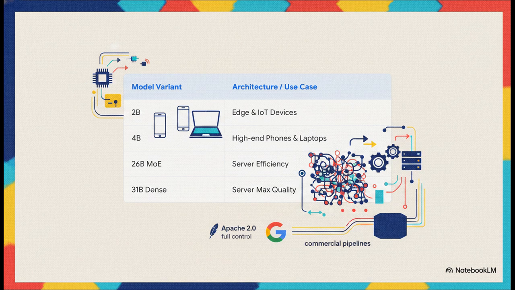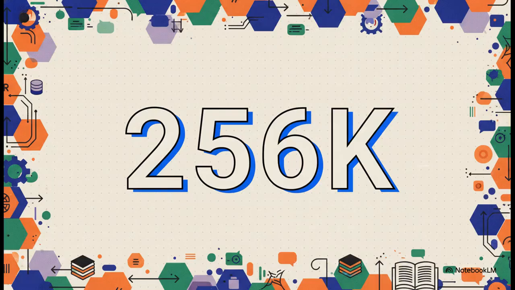And crucially, Google actually moved this entire family over to an Apache 2.0 license, which means you have complete, unfettered control over your commercial pipelines. Now, that brings us to a massive and honestly critical number, 256,000. That is the token context window size for both the 26B and 31B models.